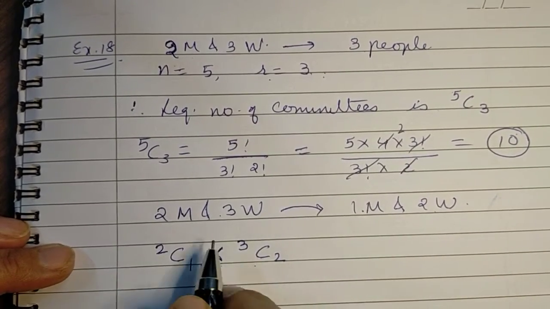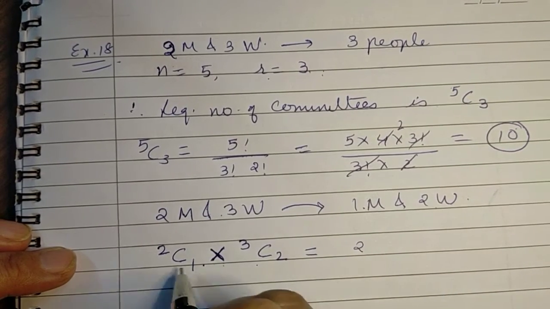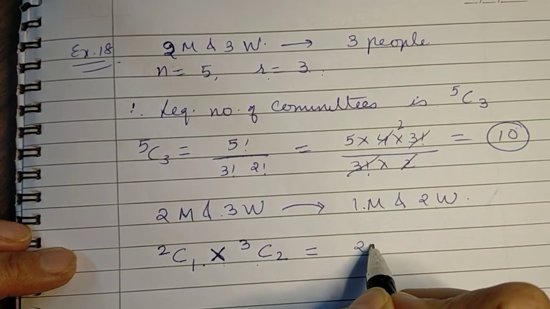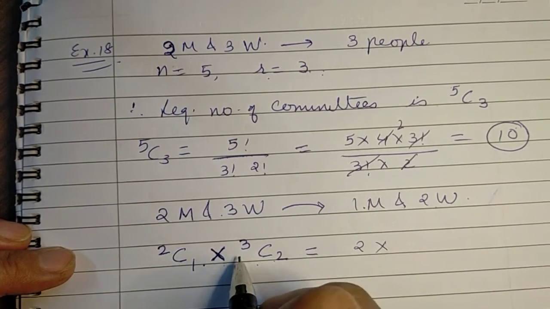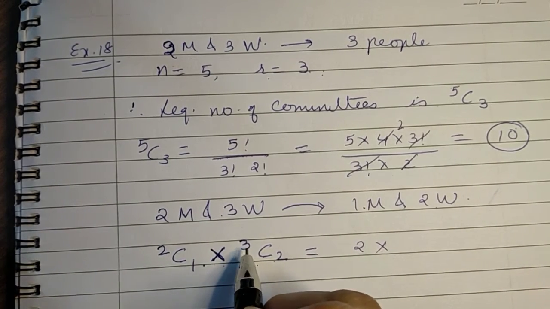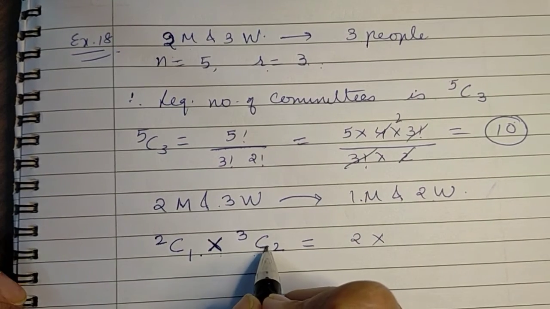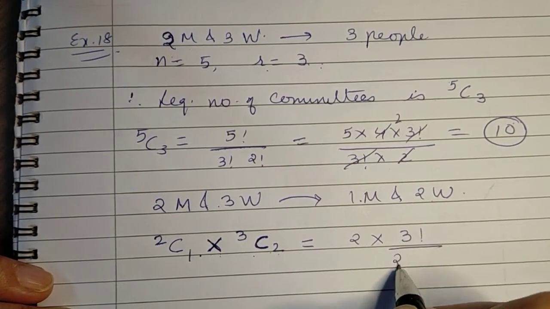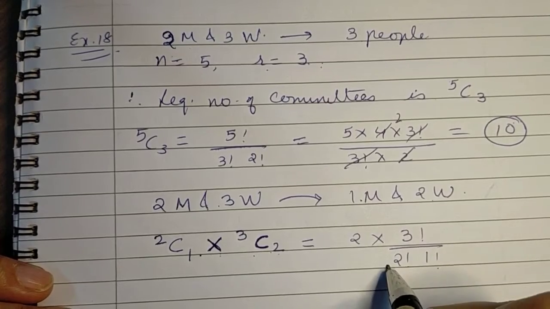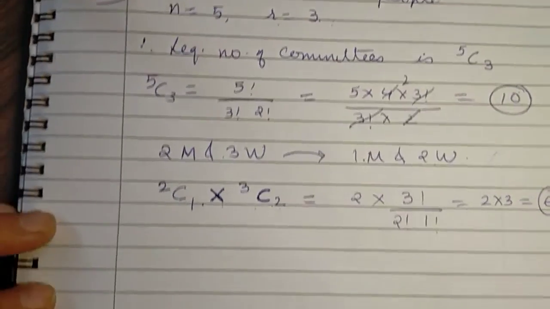You simply solve these and you get 2C1 is 2 into 3C2, which is actually equal to, we can use nC(n minus r), but at the moment you are not very well versed with this theorem. So let's actually do it. 3 factorial over 2 factorial, 1 factorial, which gives you 2 into 3, which is 6 ways of doing this.